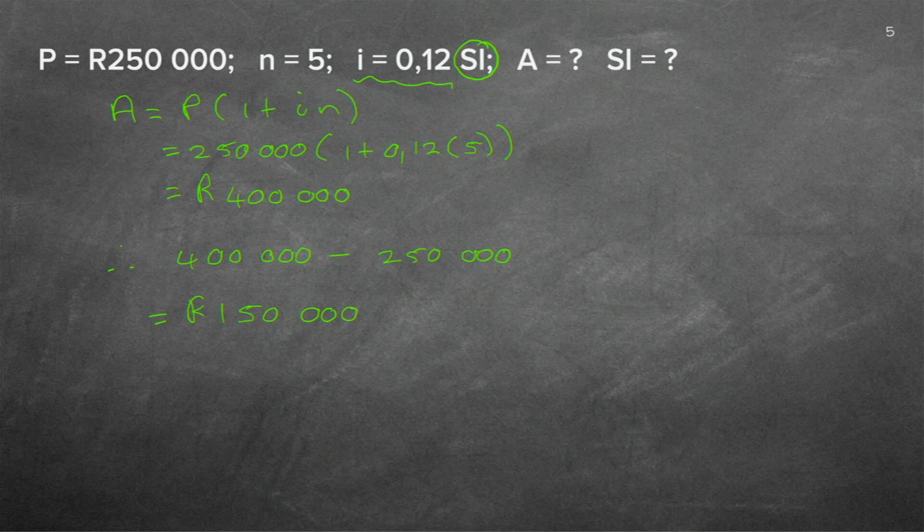150,000. And always remember to leave a little space when you do thousands. It just makes it easier for the marker to see exactly what your answer is. So that was the first question. The second question, because they ask you, what was the simple interest?